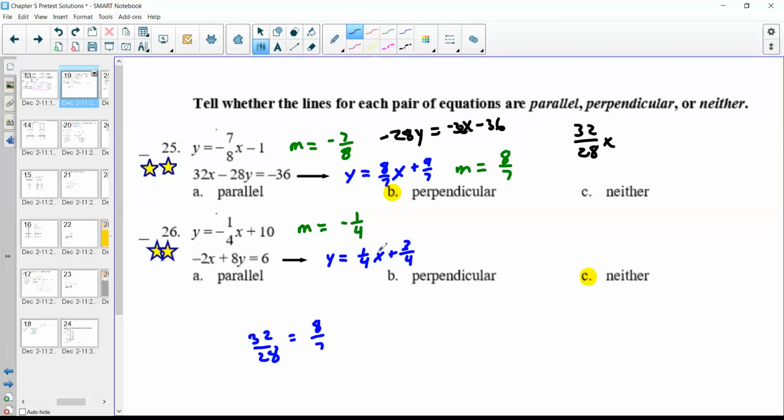All right, and then similar process for number 26. We got a negative 1/4 and 1/4. They're opposite, positive and negative, but they're not reciprocals, and they're not equal, so they're not parallel or perpendicular.